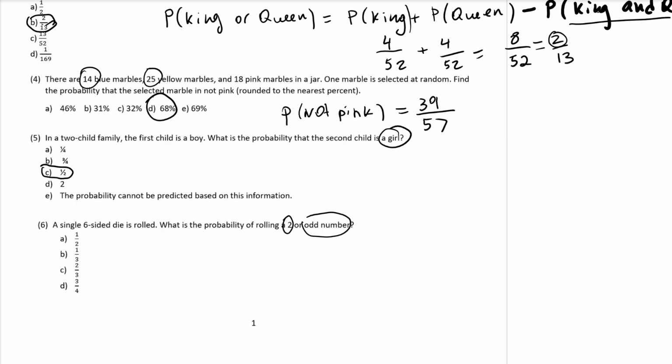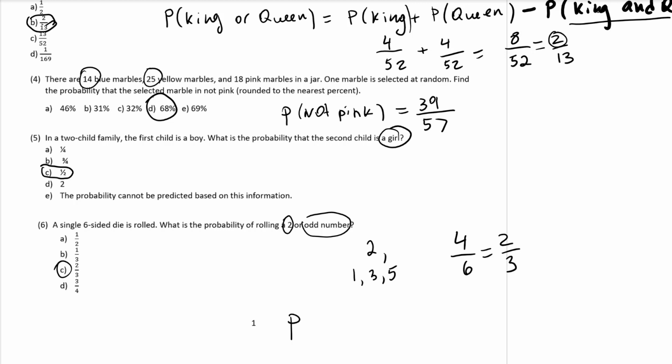So let's write down the possibilities. We got 2, and the odd numbers: we got 1, 3, and 5. Okay? So there are 4 out of 6 possibilities, which is 2 out of 3. Does that make sense? 2, 1, 3, and 5. Notice 2 is not an odd number. I just want to do it on the side here so you don't get confused.